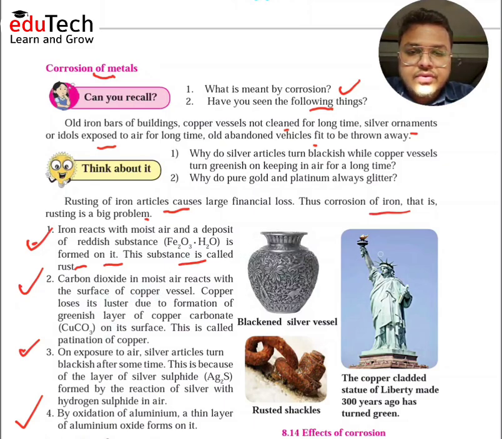So the rust formula is Fe2O3.H2O. It is reddish in color.